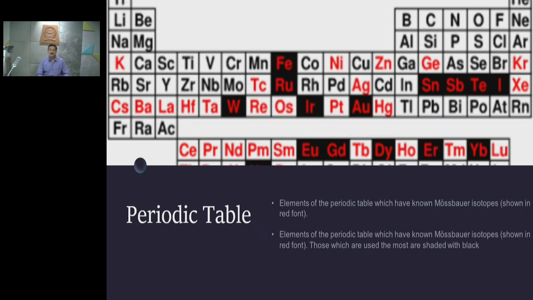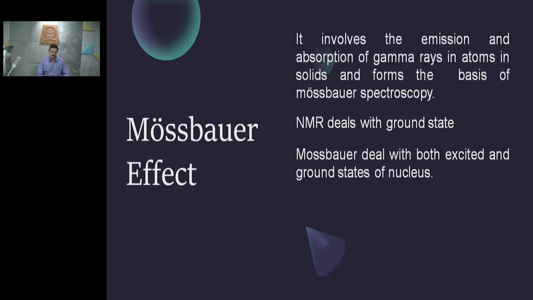Why? The elements which have red font but with a black shaded portion indicate they are used many times. So they are routinely used for different elemental analysis. So many of these elements are used for Mossbauer spectroscopy.